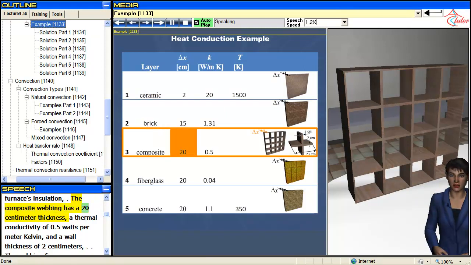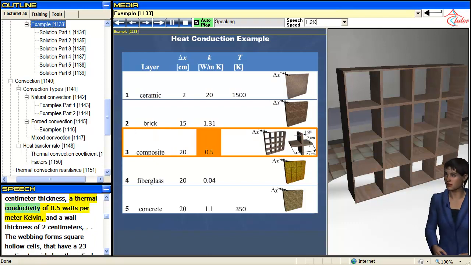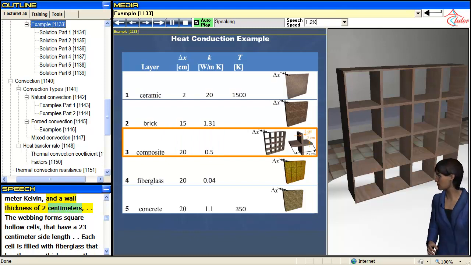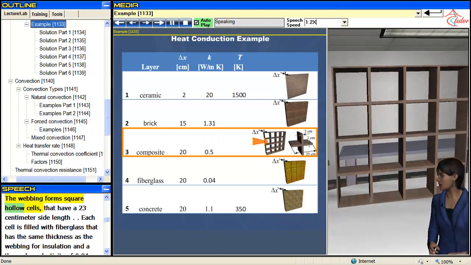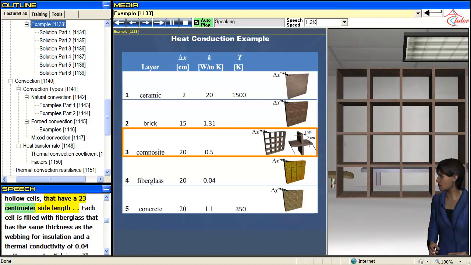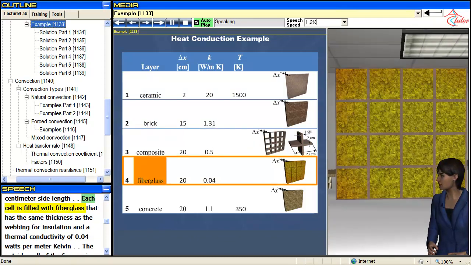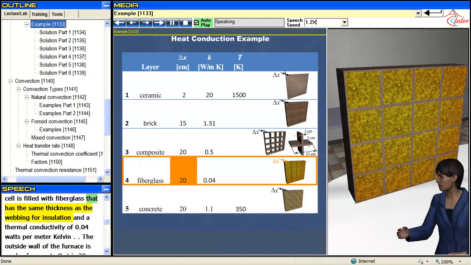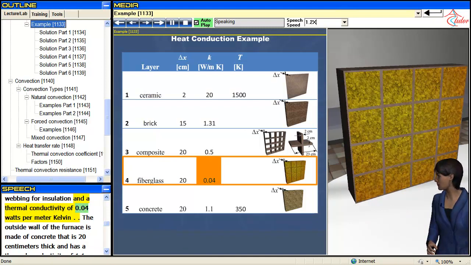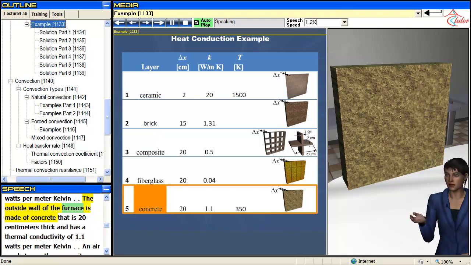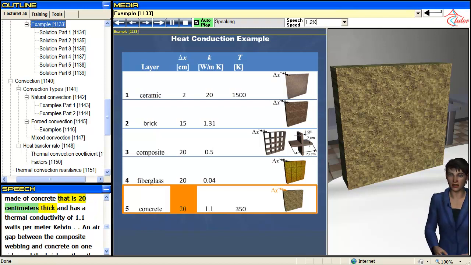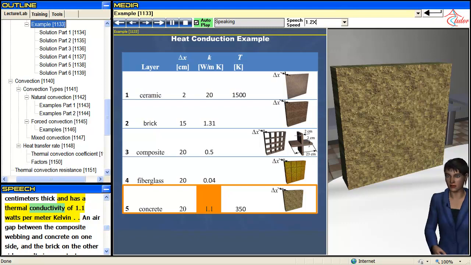The composite webbing has a 20 cm thickness, a thermal conductivity of 0.5 watts per meter Kelvin, and a wall thickness of 2 cm. The webbing forms square hollow cells that have a 23 cm side length. Each cell is filled with fiberglass that has the same thickness as the webbing for insulation, and a thermal conductivity of 0.04 watts per meter Kelvin. The outside wall of the furnace is made of concrete that is 20 cm thick, and has a thermal conductivity of 1.1 watts per meter Kelvin.